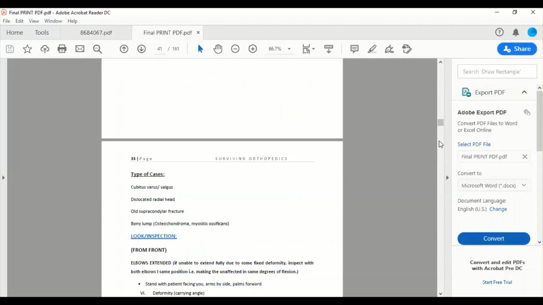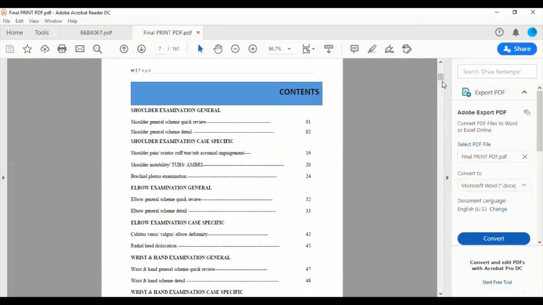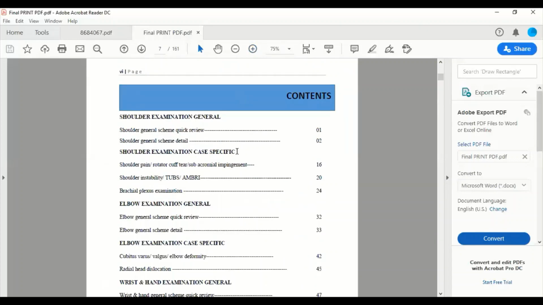We have tried to make the book small, precise, to the point. We are working on the second edition of the book as well, that may be available next year, because we are getting positive feedback and we are trying to expand the book. We are trying to expand section 2 of every region, the case specific section, which has been appreciated by our colleagues, and we may increase the number of specific cases in subsequent editions. Like if we have added elbow examination, cubitus varus valgus, radial head dislocation, we may expand it, although we have given everything in the general scheme. But as the case specific section is being liked by people, we will increase it.